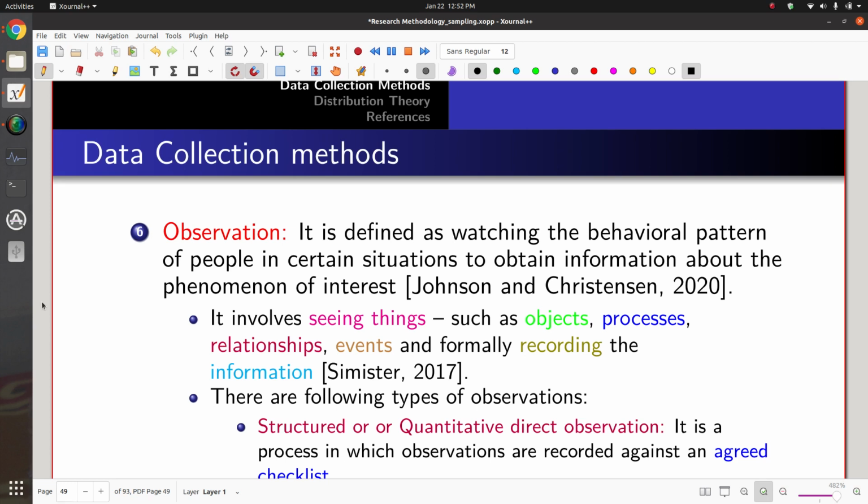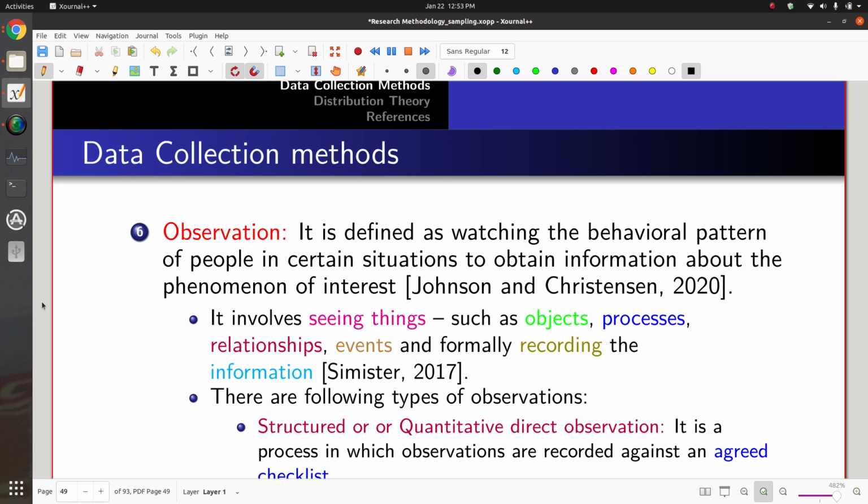You just see the things such as objects. You can observe processes, relationships, events and record those events. So आप record करने के कई तरीके हो सकते हैं. You are just simply observing और अपने दिमाग में रिकॉर्ड कर रहे हैं. जनरली ये हम नहीं करते हैं, बहुत केयरफुल, क्योंकि आप भूल जा सकते हैं. और you do photography, you can do videography, you can make notes.